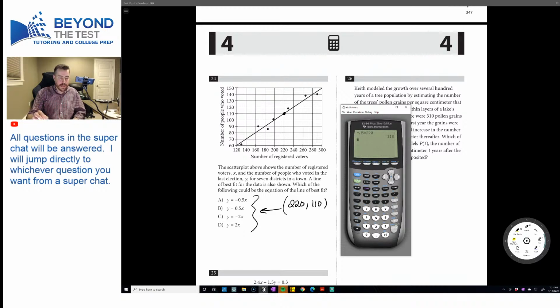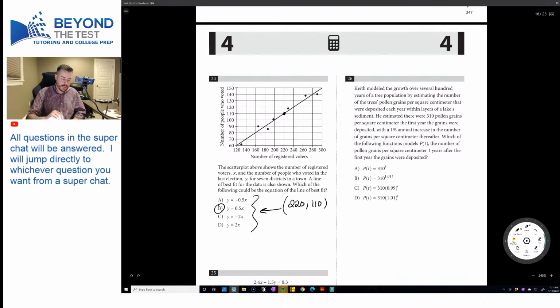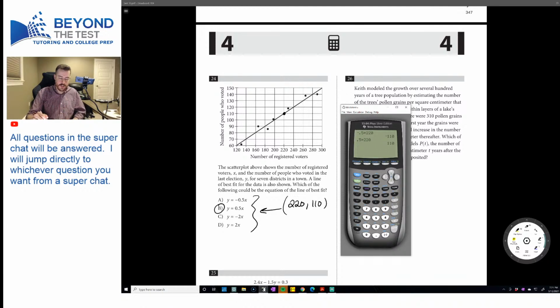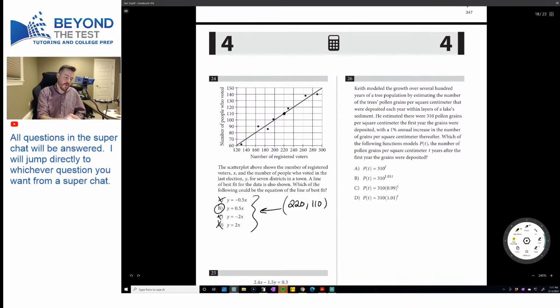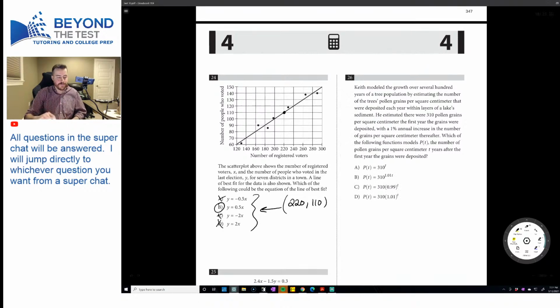Okay, if I start with choice A and I type in negative 0.5 times 220, does that equal 110? No, it equals negative 110. Okay, so that's going to be out. If I go to B, 0.5 times 220, okay, you can see, oh, look at that. That is 110. So B most likely is going to be my answer, but let's just check the others to make sure. Negative 2 times 220, I think you could see that that's definitely not 110. And 2 times 220 is also not going to be 110. So the only one that works is choice B.